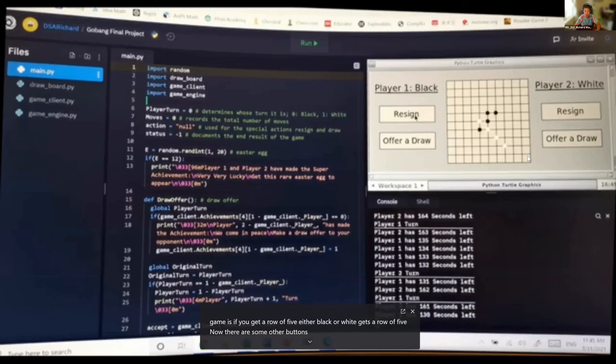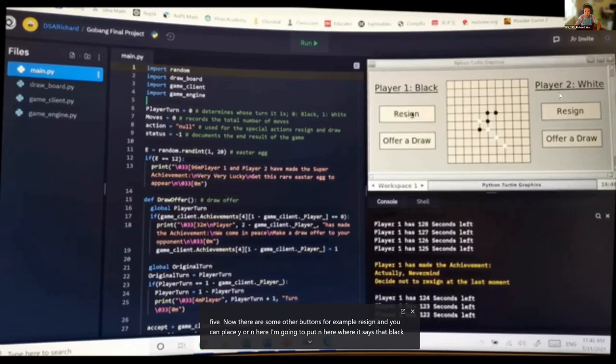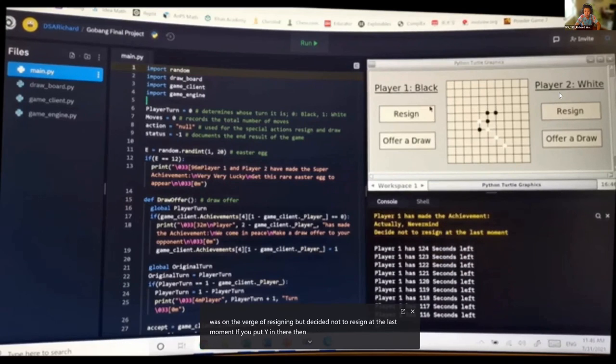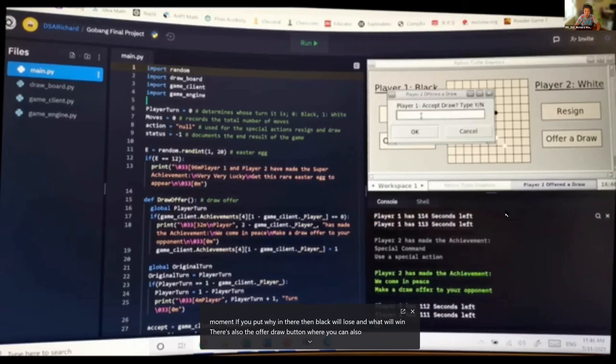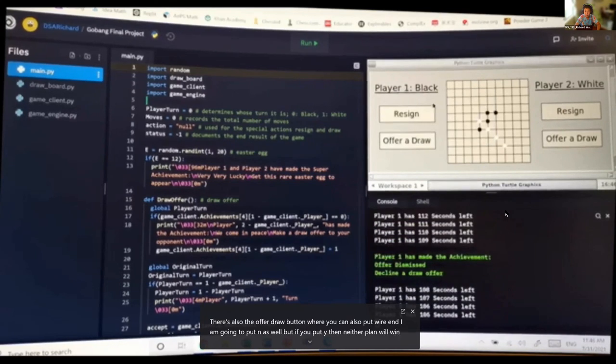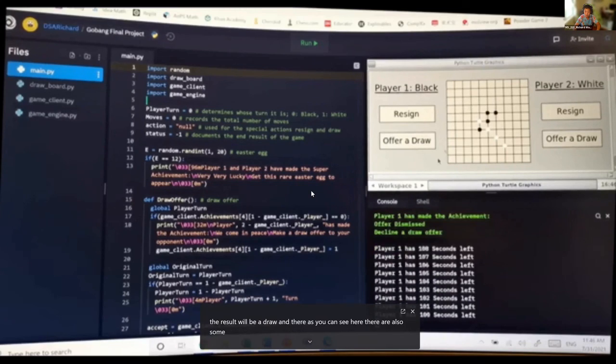Now, there are some other buttons, for example, resign. And you can place Y or N here. I'm going to put N here, where it says that black was on the verge of resigning but decided not to resign at the last moment. If you put Y in there, then black will lose and white will win. There's also the offer draw button, where you can also put Y or N. I'm going to put N as well, but if you put Y, then neither player will win and the result will be a draw. And there, as you can see here, there are also some achievements that you can make.